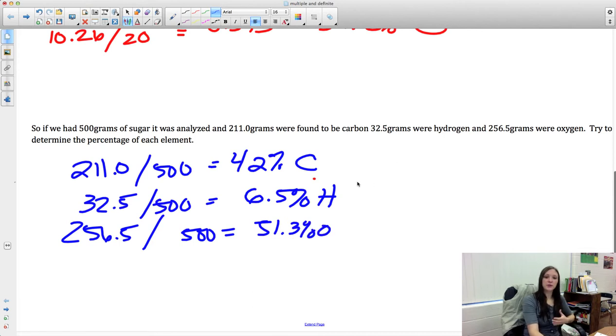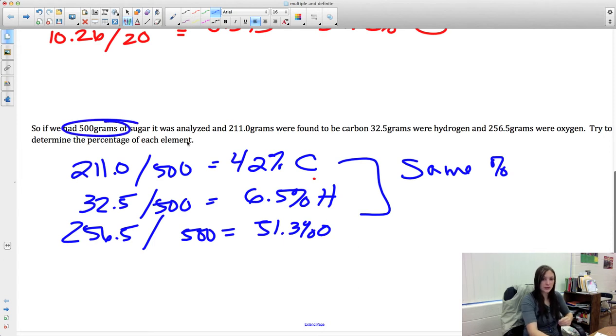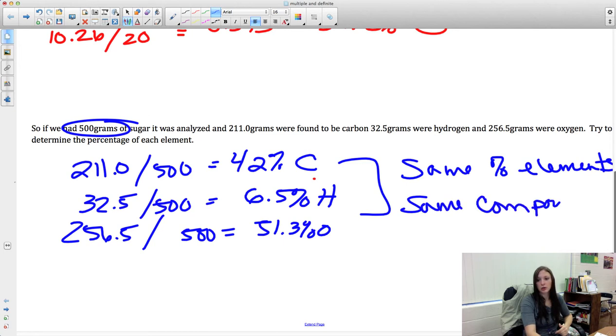So if I wasn't sure if this was the same type of sugar, now I know it is. It's the same percentages as above. Even though my total mass is different, it doesn't matter. It's the same percentage of all of my elements. So that means that these are the same compound, meaning this one here and that one up there. They are the same compound, same percentages. Law of definite proportions.